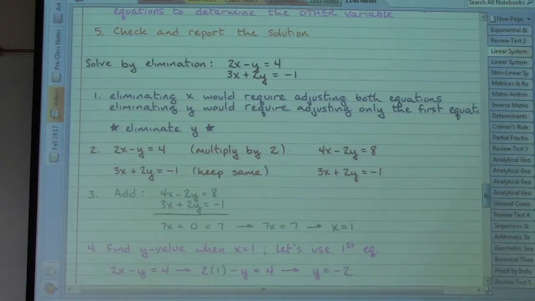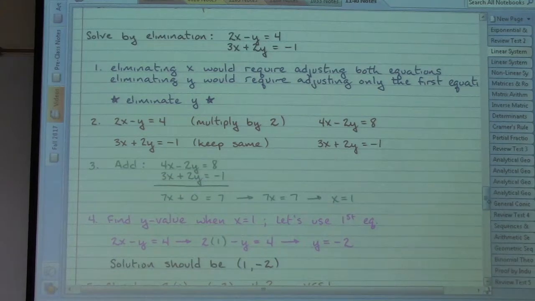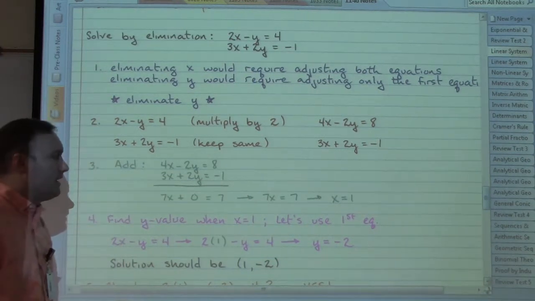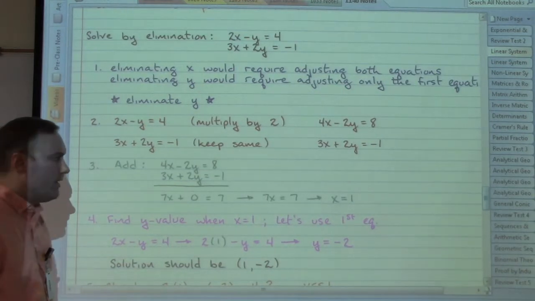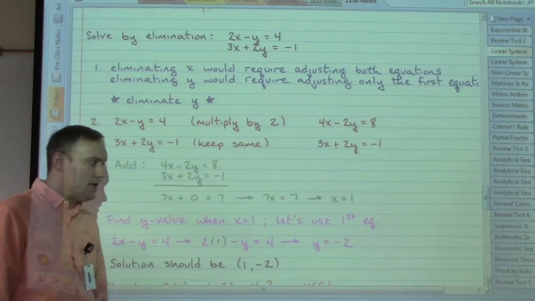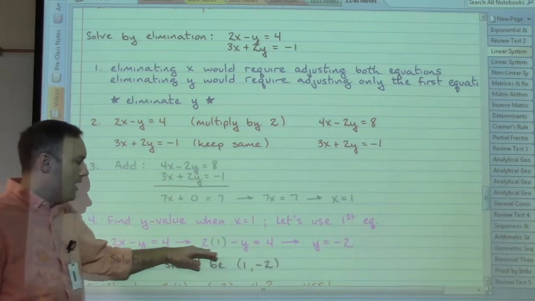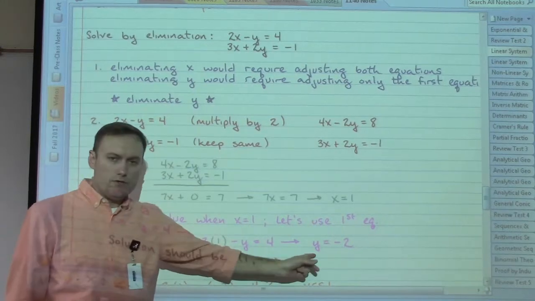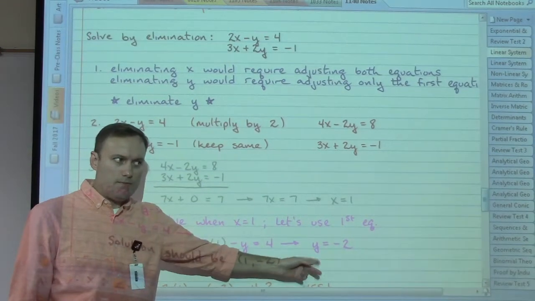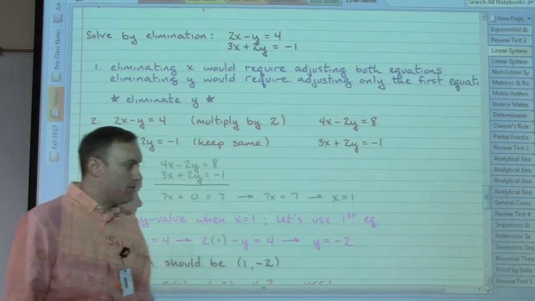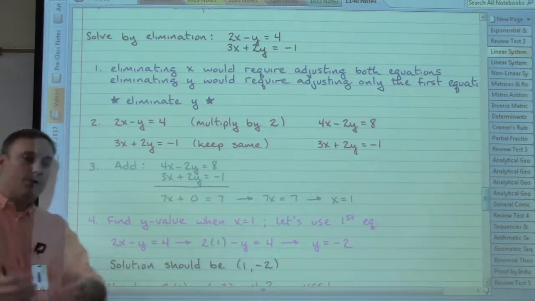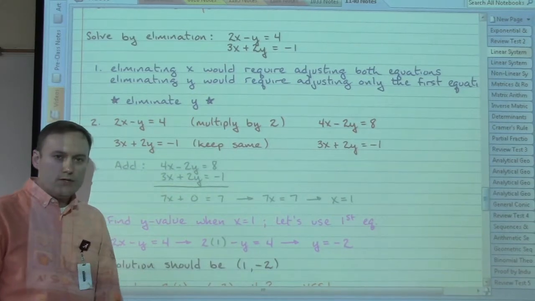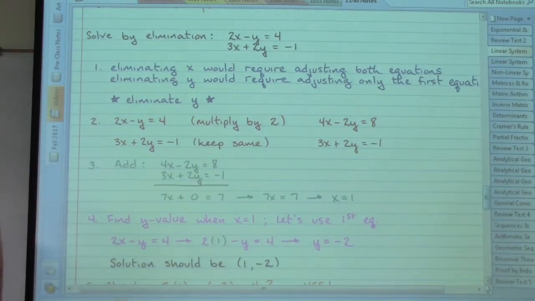We'll go back to one of our original equations. So, just for the sake of argument here, we'll use the first equation. Again, you could just as easily have chosen to use your second equation and plugged in the x equals 1. Solve for y, you should get the same thing either way because we should have the right answer, provided we haven't made any mistakes. But because we're human and we always can make mistakes, this is what our solution should be, the point (1, -2).